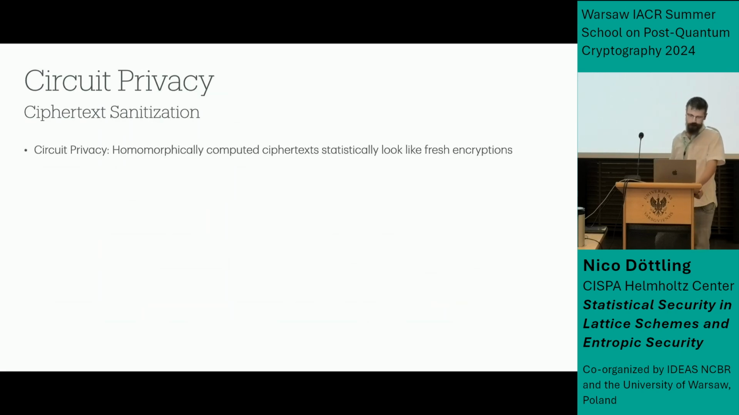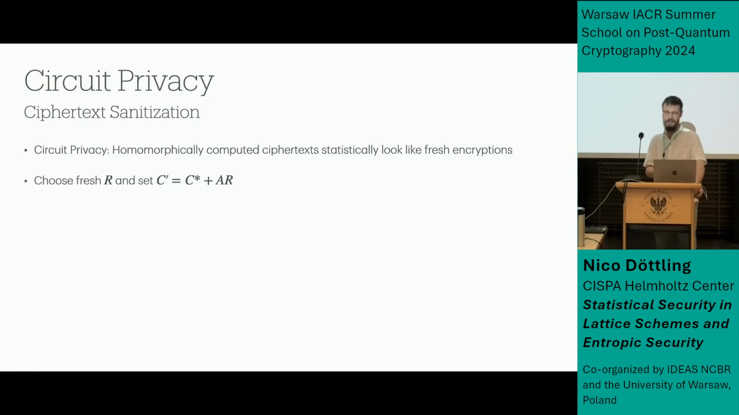So circuit privacy is, I'm not going to define this explicitly, but this property asks homomorphically evaluated or computed ciphertext to look statistically like fresh encryptions, right? And we've seen with this vanilla GSW scheme, this is far from it. And in order to hide some residual information which accumulates in this R, we have to apply some ciphertext sanitation strategy.